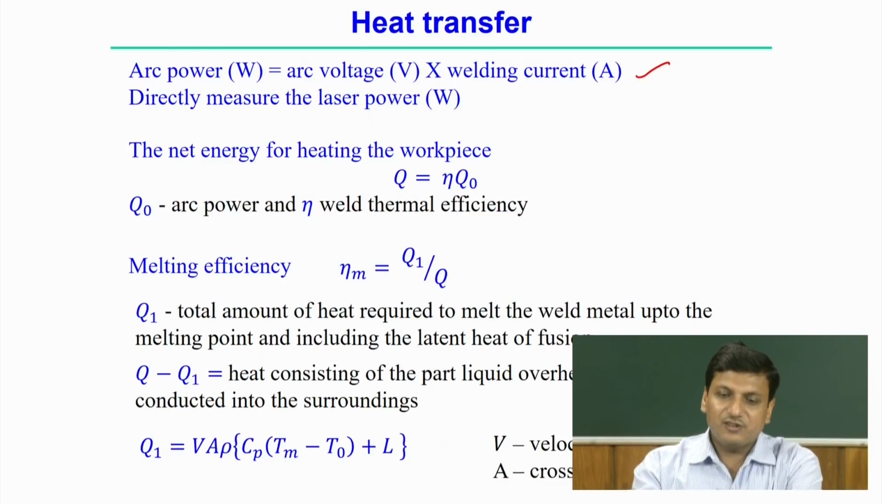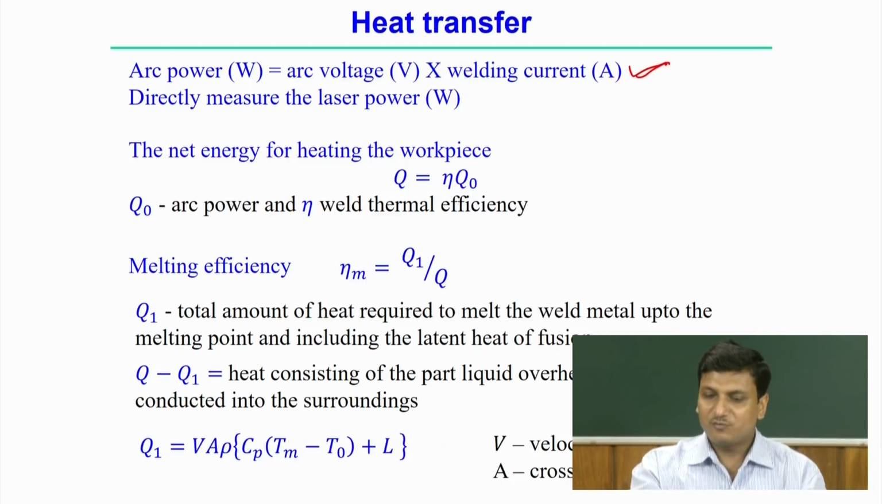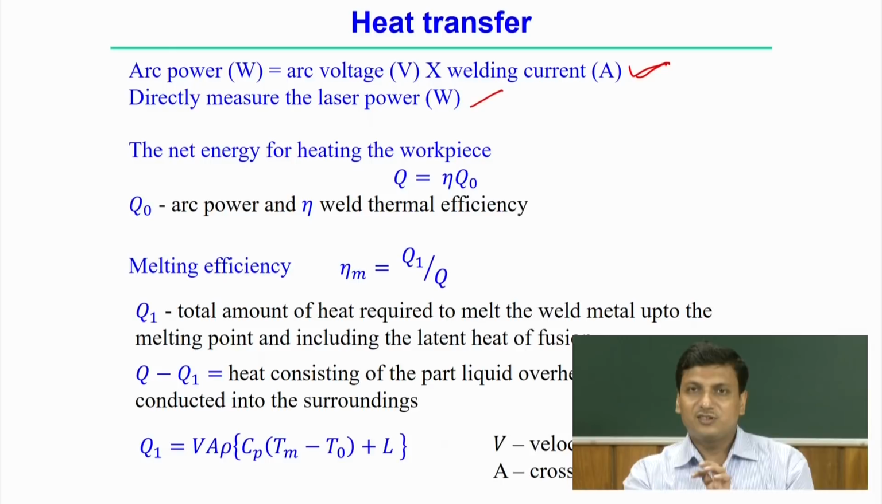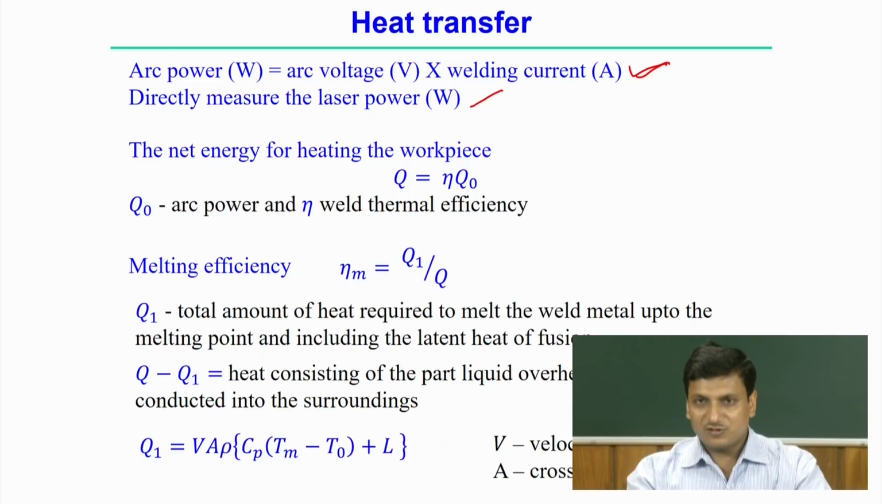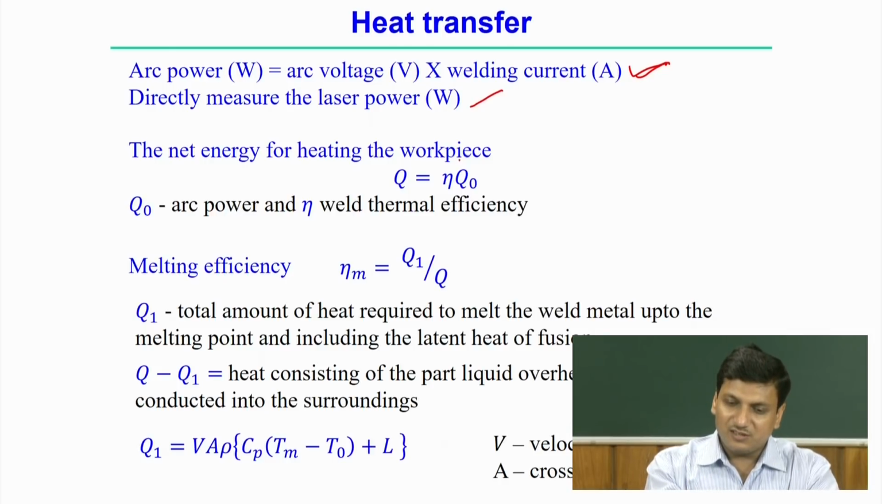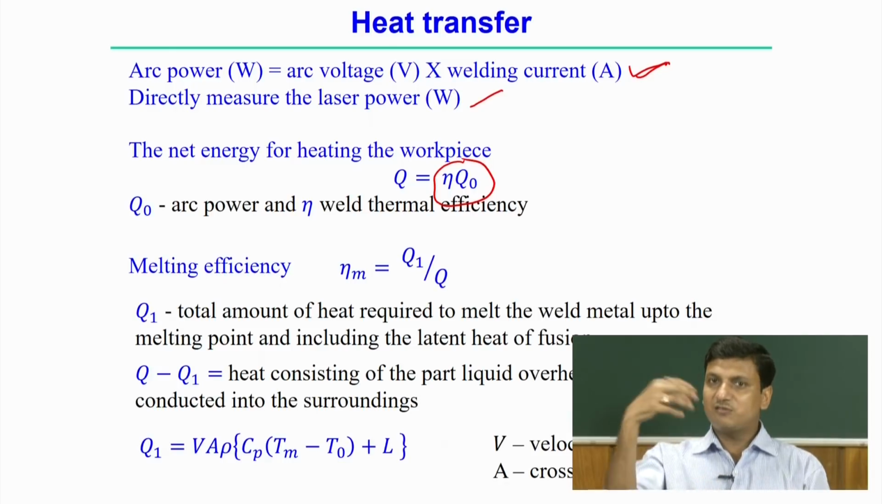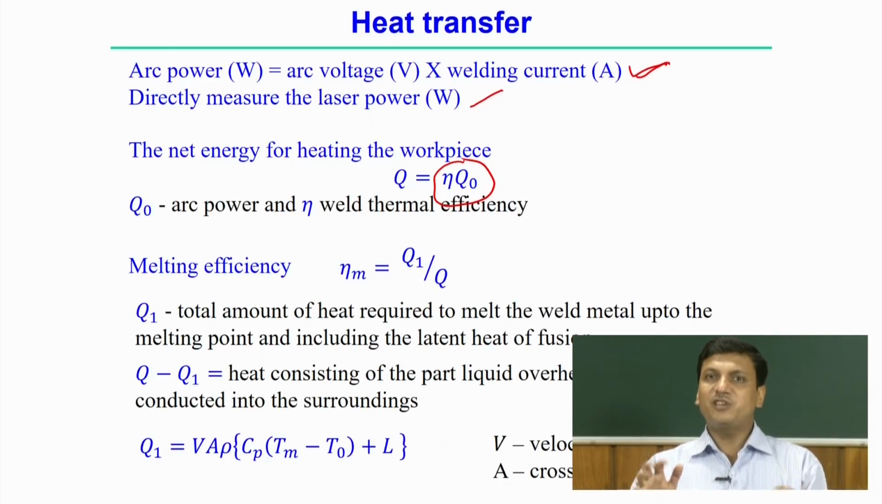That is the case for arc welding, but in a laser welding process we can directly measure the laser power from the machine reading itself. These are the input power we supply in the welding process, but the net energy supplied for heating the workpiece may not be the input power. So, we introduce an efficiency term, called the thermal efficiency, because during transmission of the arc or laser power to the workpiece there may be some heat loss to the surroundings.